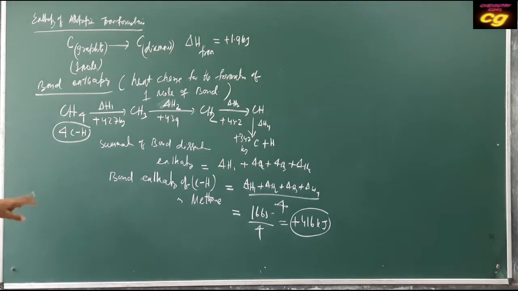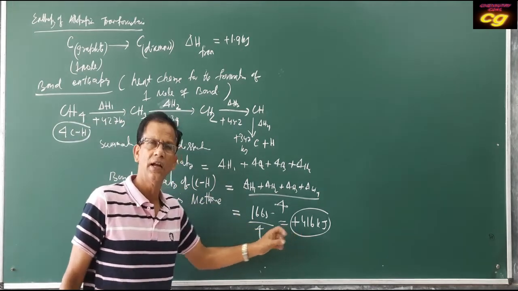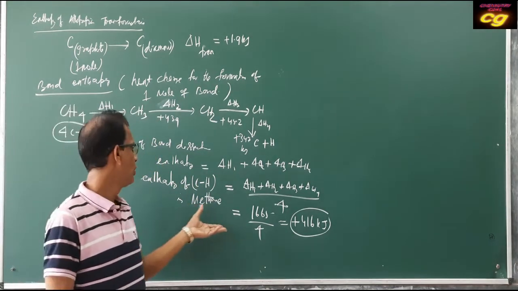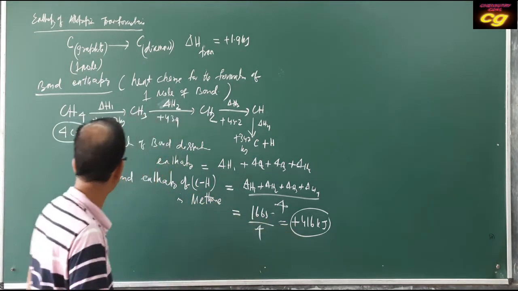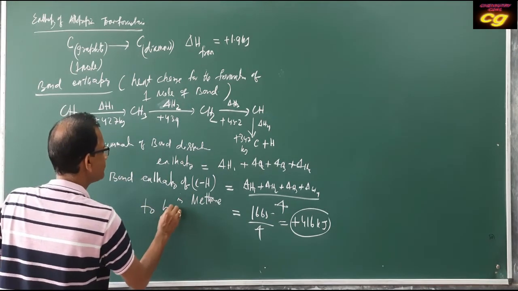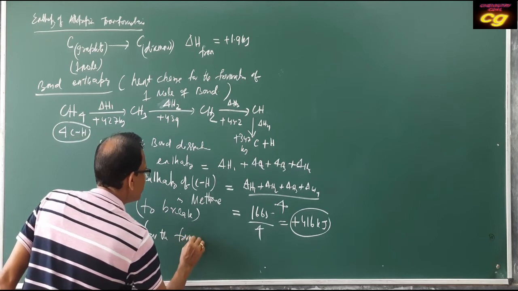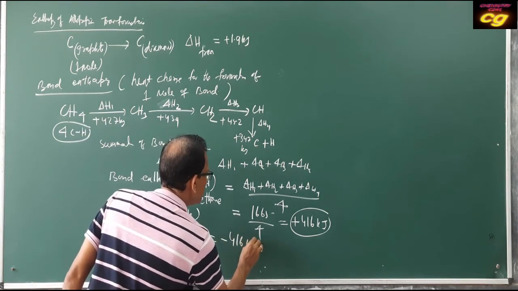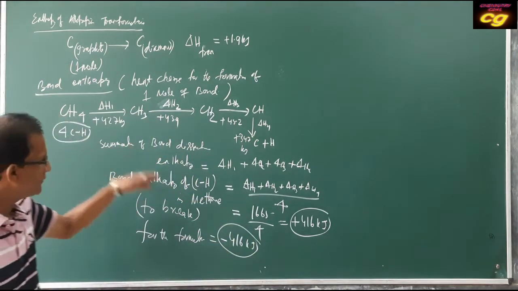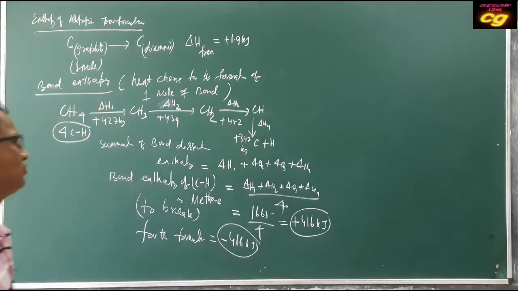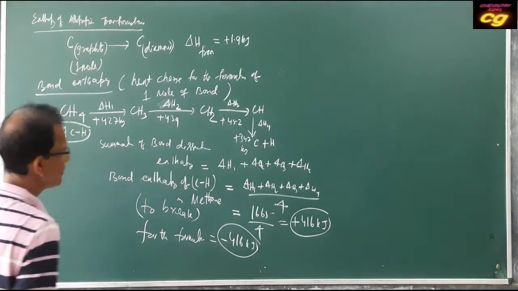Bond enthalpy in terms of breaking of a bond is positive. In the formation of a CH bond, it will be minus. To break one CH bond, energy is required; this is the bond enthalpy of the CH bond to break. For the formation, it will be minus 416 kilojoule. So this is the difference. Remember, for the breaking of one mole of CH bonds, bond enthalpy is positive, and for the formation of CH bonds, bond enthalpy is negative. So this is the bond enthalpy of methane, CH bond enthalpy in case of the methane molecule.